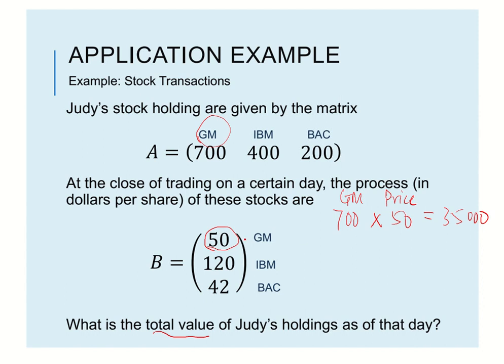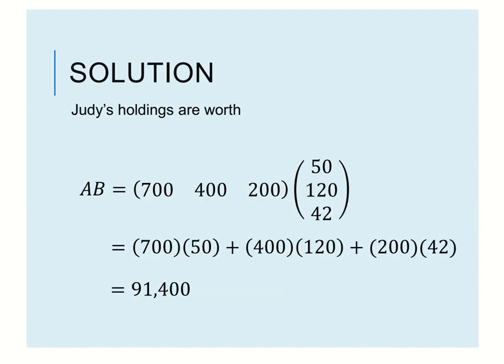So here comes the matrix method. According to the matrix method, we can perform the multiplication in this way. As you can see here, this is the matrix A, which refers to the quantity of shares of Judy's holding at the moment. And this matrix B refers to the price per share. The first one is GM, the second one is IBM, and the third one is BSC.